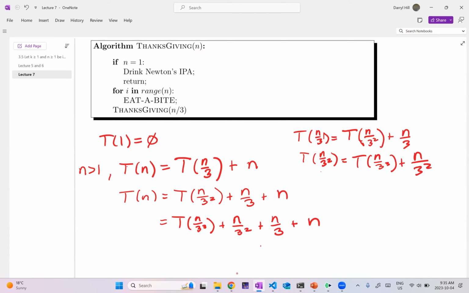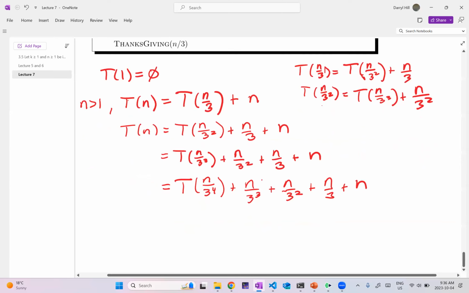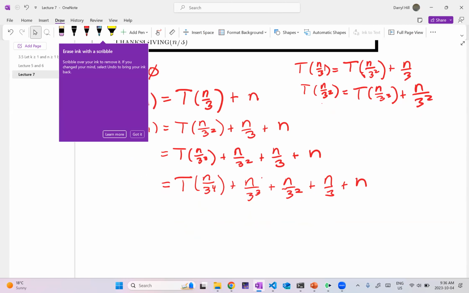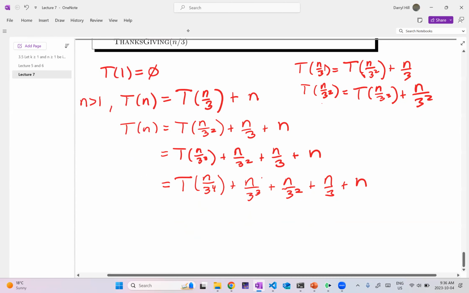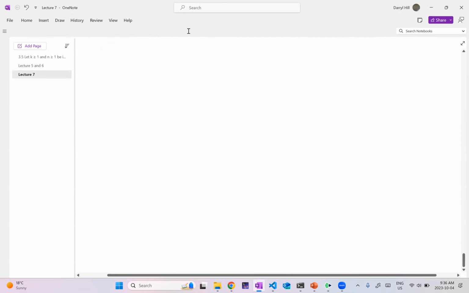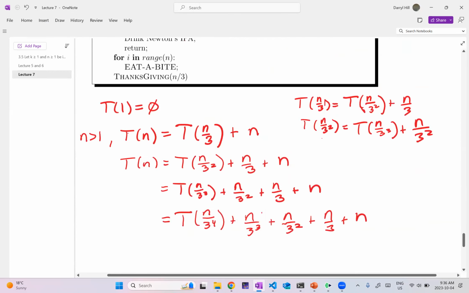All right, so I see the pattern emerging here, right? So I can probably write the next step just through inspection. N over 3 to the 4th plus n over 3 cubed plus n over 3 squared plus n over 3 plus n. And so on until I get to the base case. Okay, so my base case is T of 1.